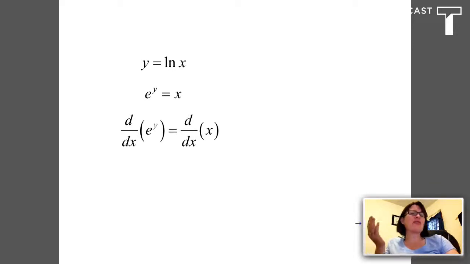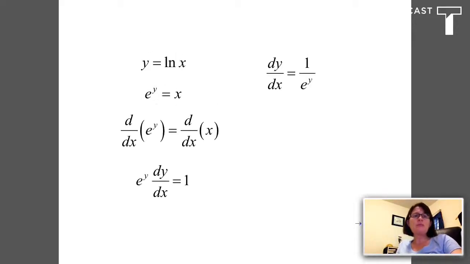If I want to find the derivative of y equals natural log of x, I could use implicit differentiation. You can e both sides, so make both sides the exponent on e. I would get e to the y equals x. And now I can take the derivative. I'll have to use the chain rule and implicit differentiation. So the derivative with respect to x of e to the y is e to the y times dy dx. And the derivative with respect to x of x is just 1.